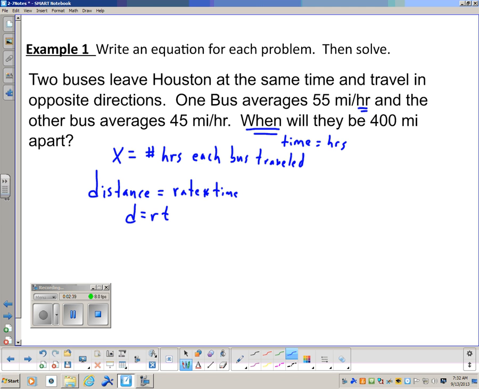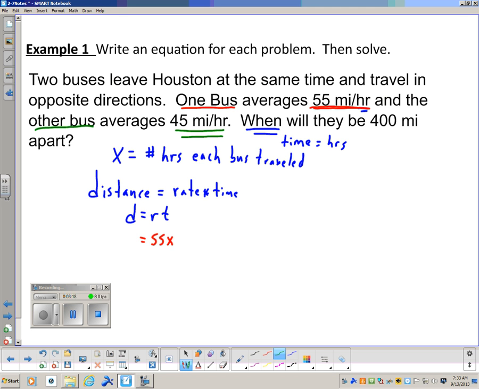Now if you go up in the problem, you can see that we've got some rates going on here. Bus 1 averages 55 miles per hour. That's bus 1's rate. So I'm going to plug that into the formula: 55 miles per hour for bus 1, so 55, and then its time is x. And then the other bus averages 45 miles per hour.